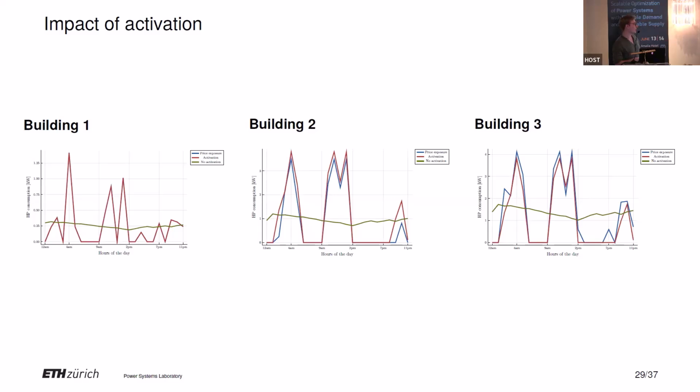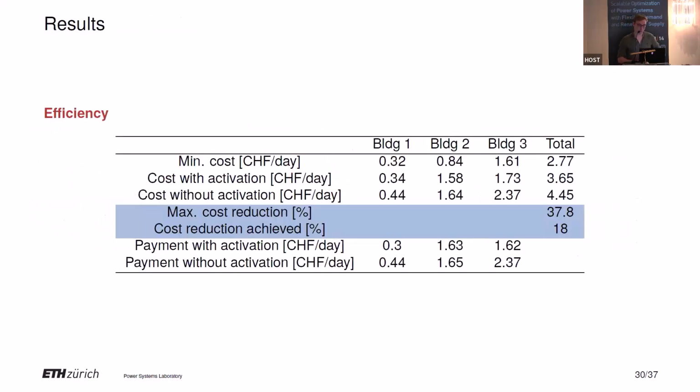When there is clustering in an aggregation, there is a little difference, but it follows much more the optimal curve compared to the green signal when they are just reacting to the flat price. And some efficiency results.